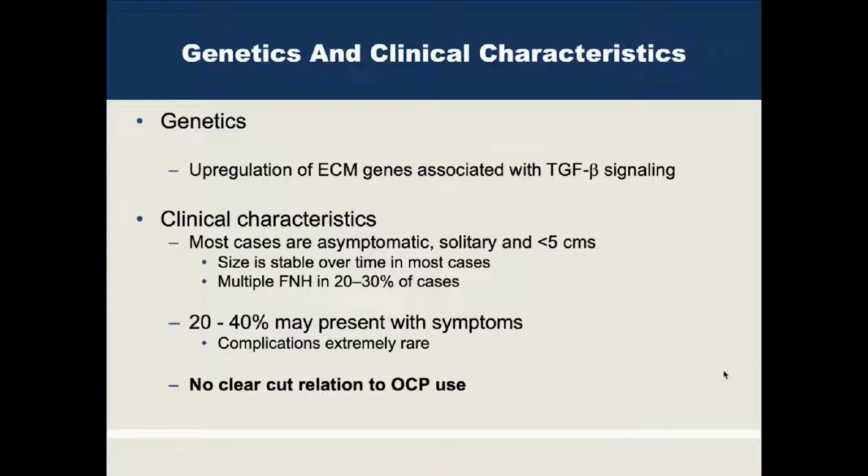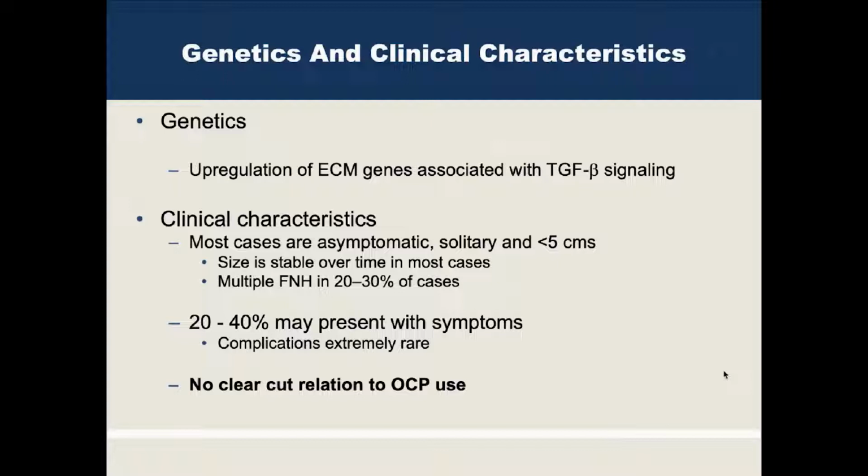Most of these patients that present to us with FNH are completely asymptomatic. So most often what you find is a solitary tumor, which is less than 5 centimeters in size. If you have the chance to look at previous scans, you will find that most of these lesions stay stable in size in most cases. Around 20 to 30% of patients will have multiple FNHs. 20% to 40% of patients may present with symptoms. Even in these patients, the symptoms most commonly are abdominal pain, usually localized to the area where the FNH exists. Complications are extremely rare with these tumors.